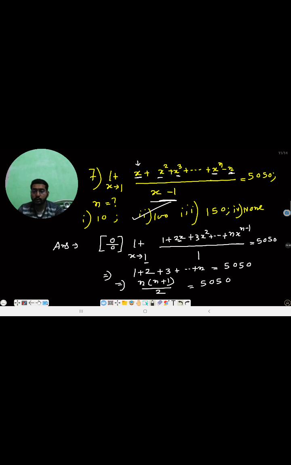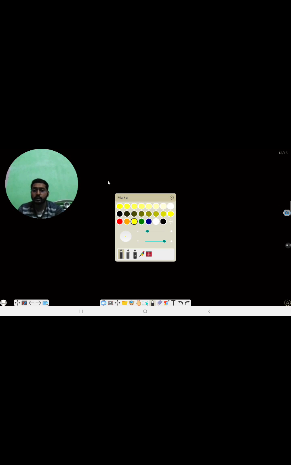Now the next one, question number 8. This is a problem of infinity. The problem is: limit x tends to infinity of the square root of (1 + x⁴) plus (1 + x²), divided by x². The options are: first option minus 1, second option 1, third option 2, and the fourth is none of these.